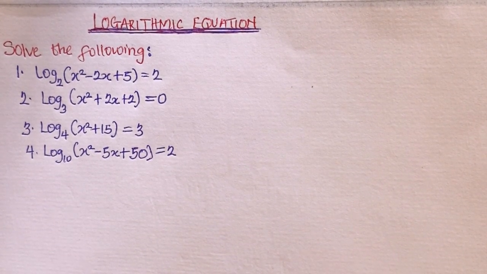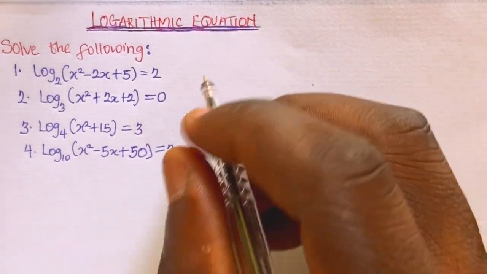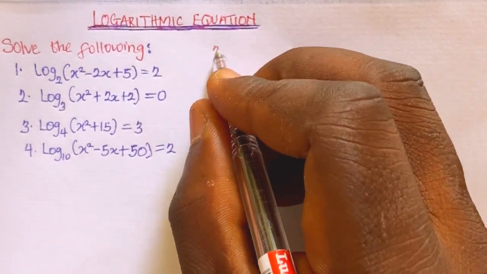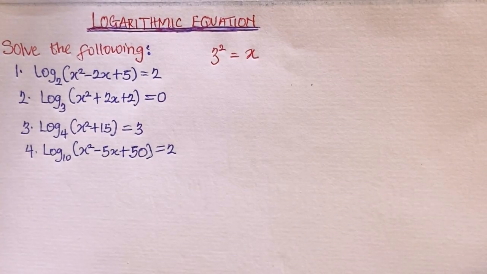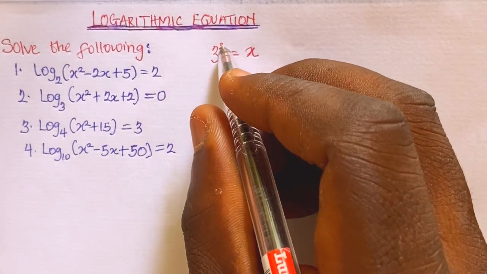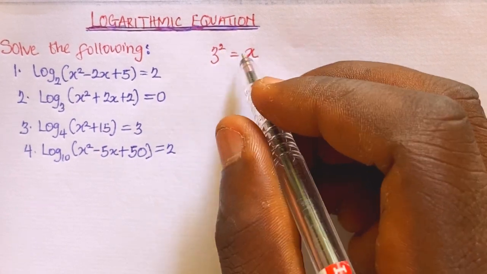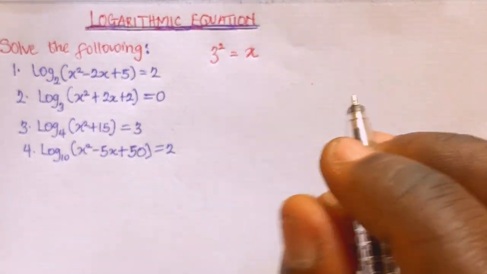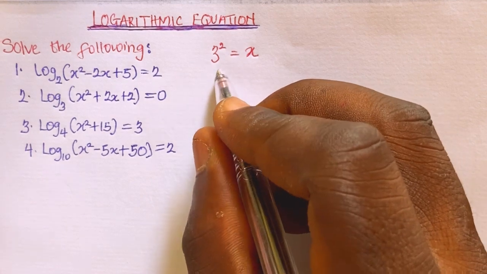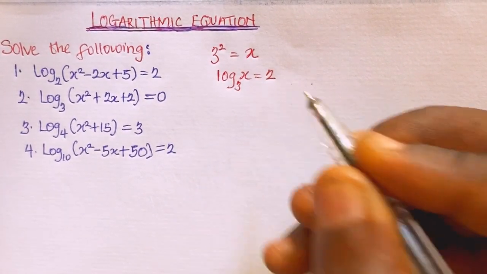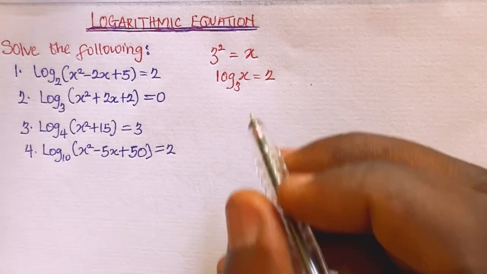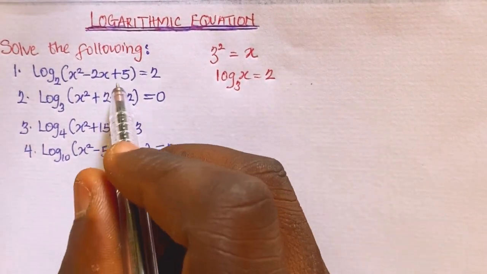Now, we can just record that whenever we are given, let's say, 3 raised to the power 2 equals X, in this case we can represent it as log of base 3 of X equals 2. Exactly. So the same method is what we are going to apply here.